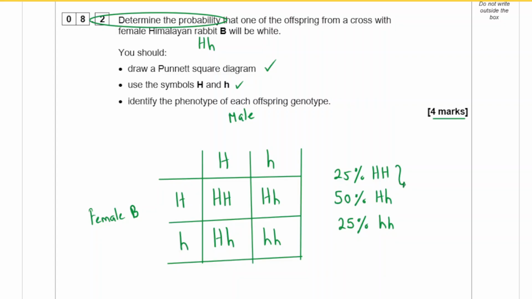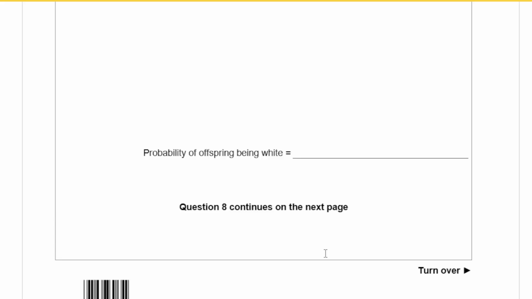Now, these two are Himalayan rabbits. Now, this is a white rabbit. The probability of offspring being white will be 25%, or 1 in 4.